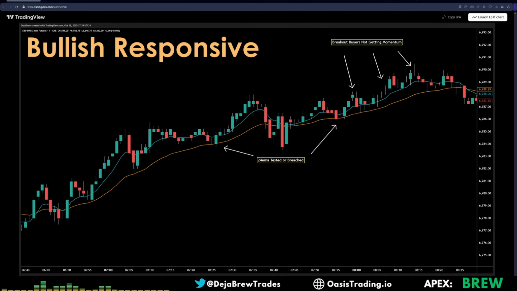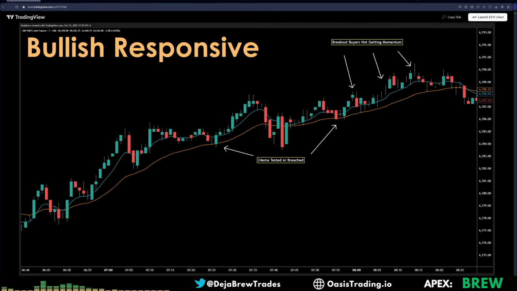You need to figure out not only what side of the market is in control, but what type of trader on that side is in control. So is it bullish or bearish? Okay, that's good. Is it aggressive or responsive? Because if you're being an aggressive bullish buyer, which are basically breakout buyers, in a bullish responsive day, it would look like this, where you're buying those breakouts and it's just simply not working.